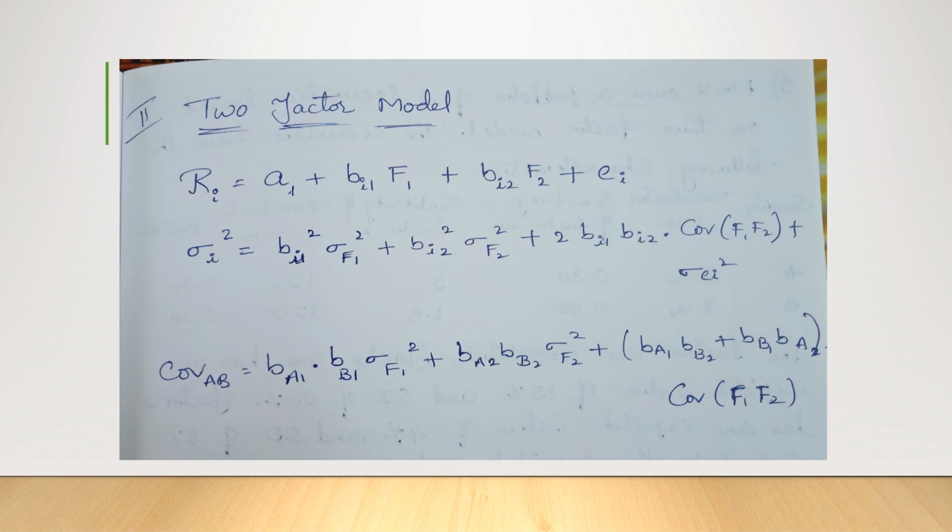Next, coming to the variance of an individual security. This is the formula. Take down this formula. Then you also have the covariance. For the covariance of A and B, take down this formula. Next we'll look into the portfolio risk.